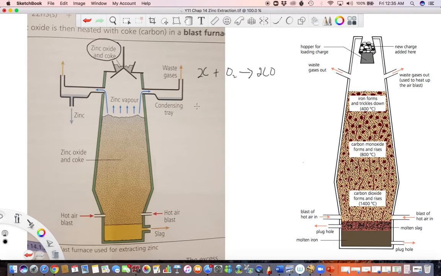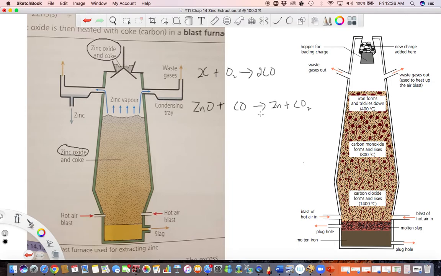What it will do is, obviously, you have your zinc oxide that's in this mixture. So I'm going to circle that here. So zinc oxide will react with the carbon monoxide, and that will give us zinc plus carbon dioxide. Now you must be wondering, how is this different from the iron extraction? Essentially, these two equations are exactly the same as what happens in the iron extraction.